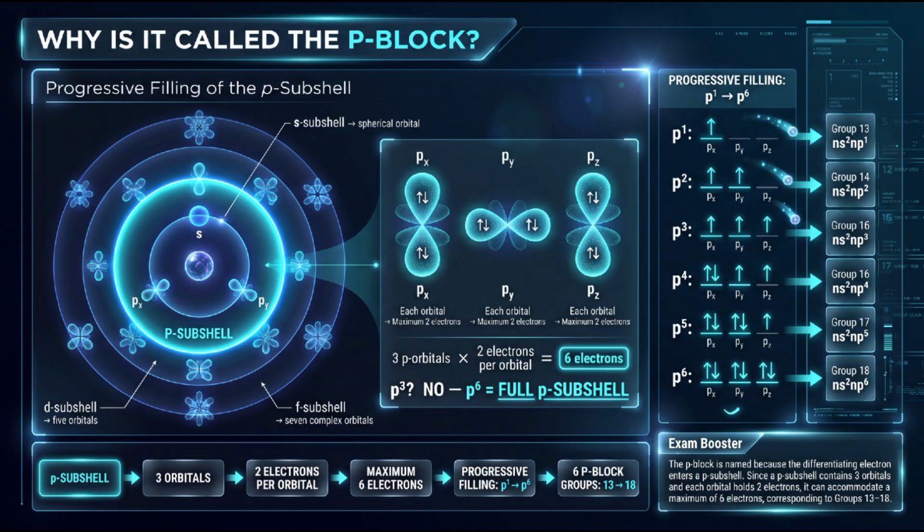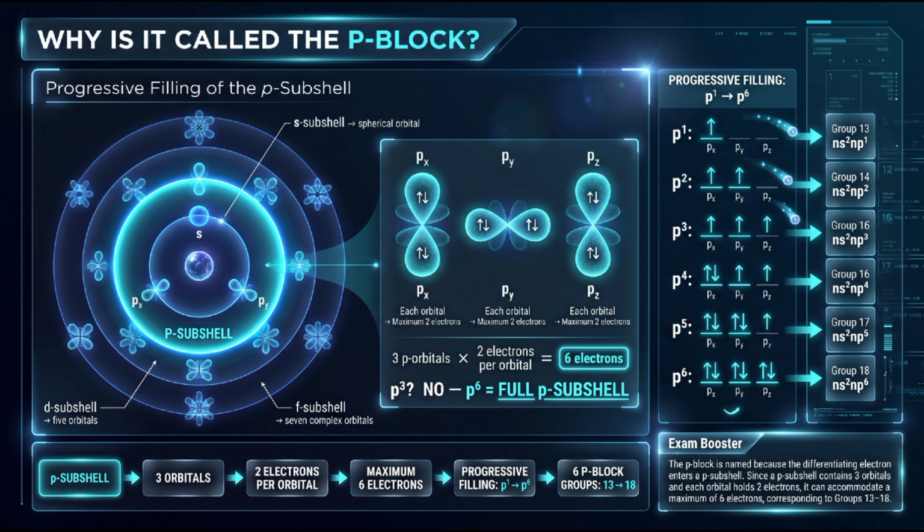In s-block elements, the differentiating electron enters an s-subshell. In d-block elements, it enters a d-subshell. In f-block elements, it enters an f-subshell. The position of the p-block on the right side of the periodic table can also be explained through this progressive filling. As we move from group 13 toward group 18 across a period, electrons are progressively added to the p-subshell. Group 13 represents p1, group 14 represents p2, group 15 represents p3, group 16 represents p4, group 17 represents p5, and group 18 represents p6.